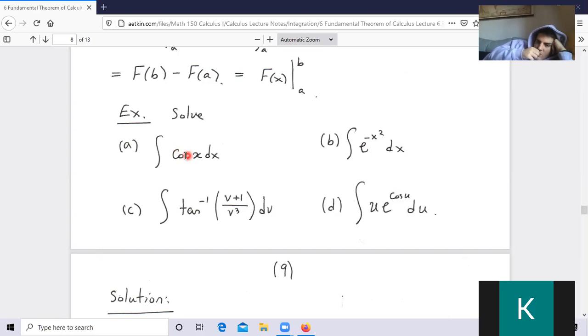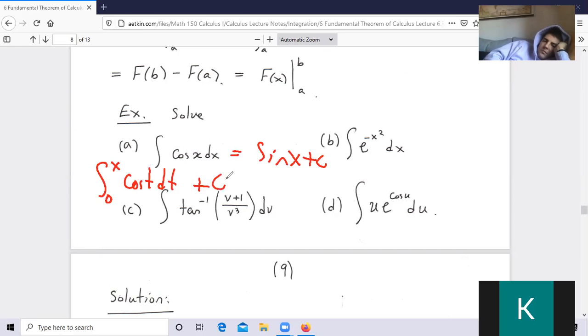So this is just asking for the antiderivative of cosine, right? Most people would say this equals sine x plus c. You know what one student did? He just said: it's the integral from, let's say, 0 to x of cosine t dt plus c, and that's correct because the derivative of this function happens to be cosine. The answer is correct, without any work. Do you understand?